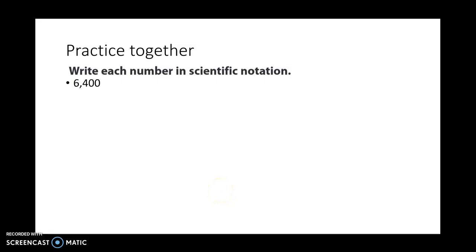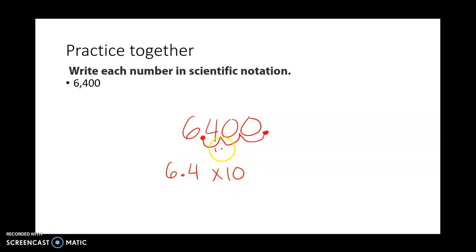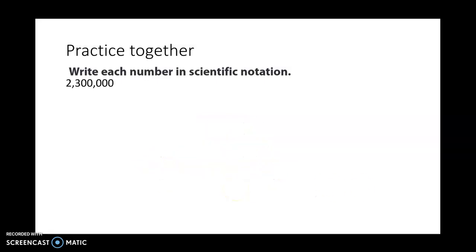I got 6,400. I'm going to write this bigger. Where's the decimal? Is it over here? No. It is at the end, right here. Now we're going to move this until we get a number between 1 and 10. 1, 2, 3. 6.4, that's between 1 and 10, times 10. And how many times did I move? 1, 2, 3. 3 times. Final answer. Great job.